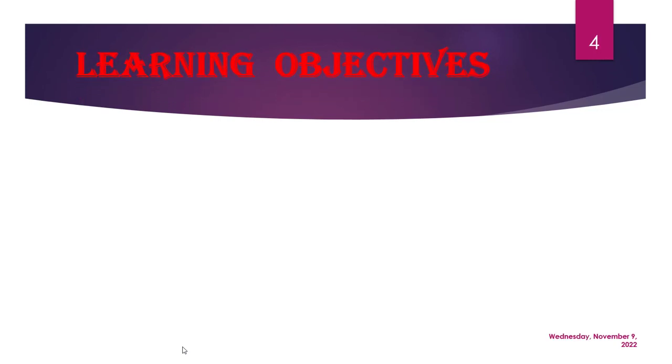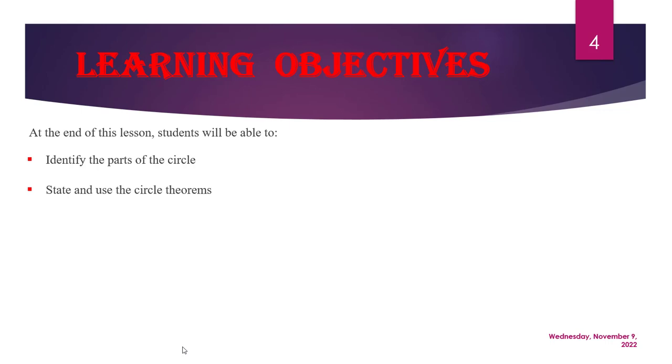Learning objectives. At the end of this lesson, students will be able to: 1. Identify the parts of a circle. 2. State and use the circle theorems. 3. Identify the tangents as perpendicular to the radius at the point of contact.